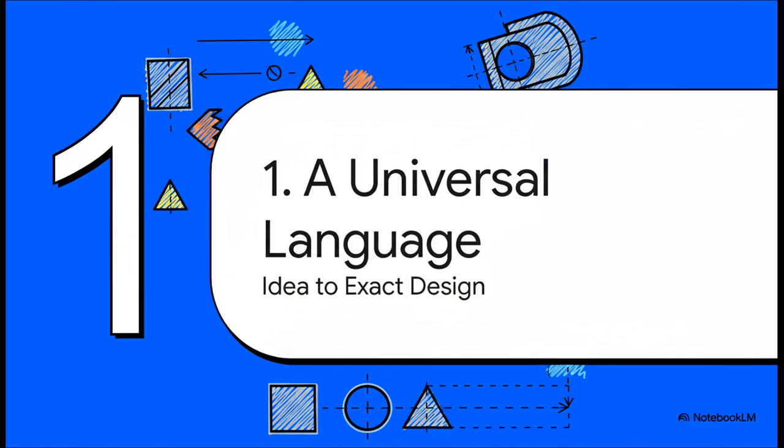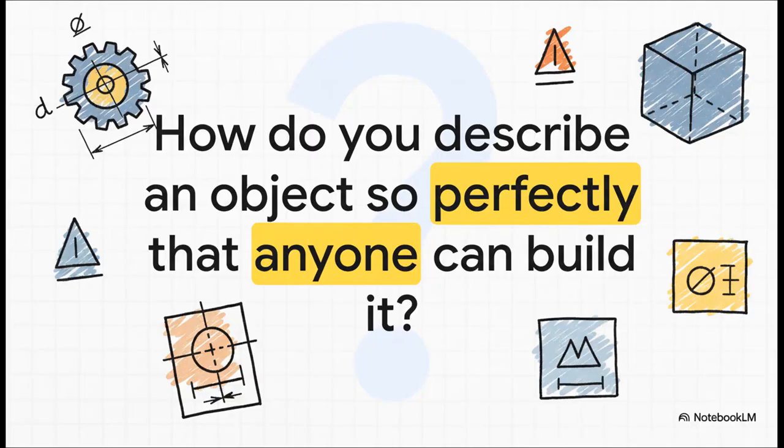Okay, first things first. Why do we even need this stuff? This whole section is about tackling one of the biggest challenges in making anything. How do you get that fuzzy idea out of your head and turn it into a precise, concrete design that someone else can build perfectly? I mean, really think about that for a second. It's a massive challenge, right? How can you communicate an idea with such perfect clarity that there's absolutely zero room for error, no chance of misinterpretation, no matter who is building it?